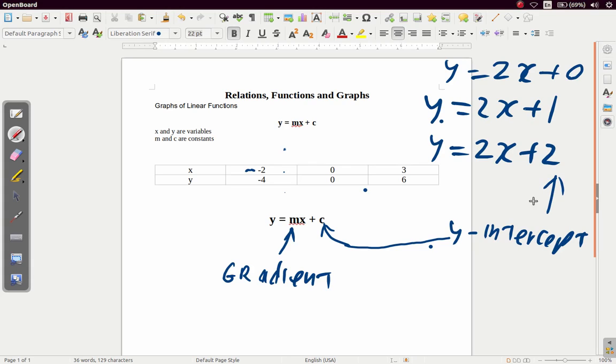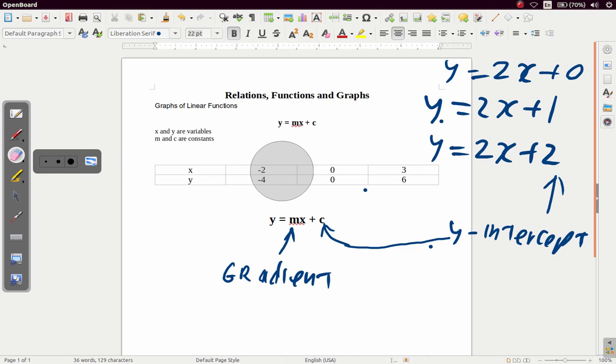So in a previous video, we saw that the general form of a linear equation, which always gives a straight line graph, is y equals mx plus c, where m is the gradient, that means how steep the line is, and c is the y-intercept. Let's look at it a bit more, all right?